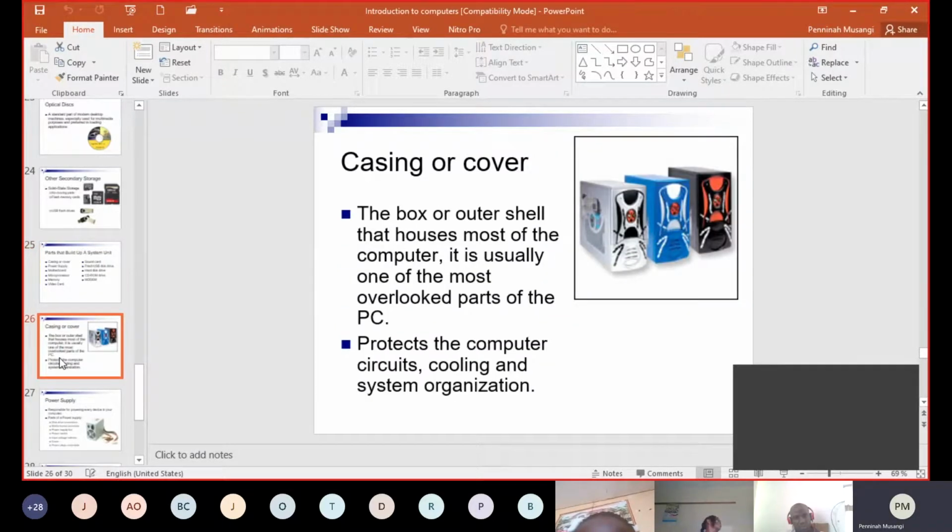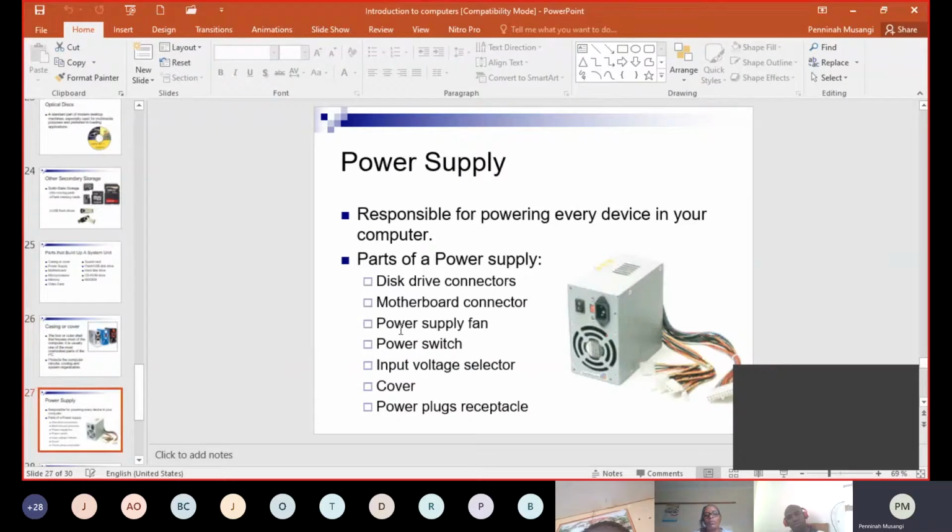And here I've explained the uses or what is meant for each. Like the cover is the outer shell, and its work is actually to protect the circuits. It cools the system. And also to put the whole thing together, to organize it, is the work of the cover. The power supply, basically for powering every device, and the power supply contains all these.